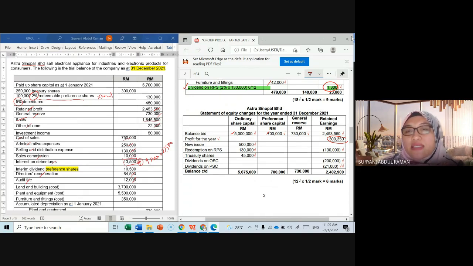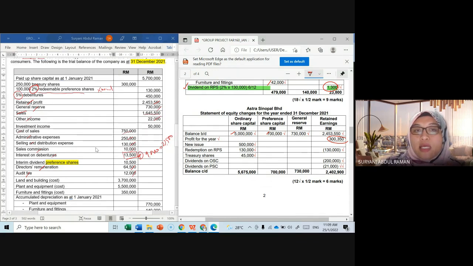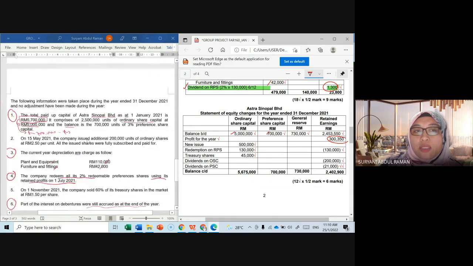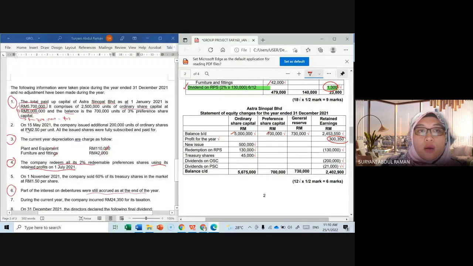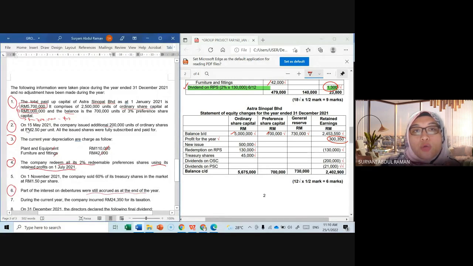Okay, so now let us start. We tackle one by one. Okay, we look first at the column ordinary share. Is there any change? Yes, earlier we went through a bit. There is transaction number 2, additional information number 2. Okay, on 15 May, what happened? The company issued an additional 200,000 units of ordinary shares at RM2.50. All the shares issued were fully subscribed and paid for. So this tests your knowledge on chapter 3.